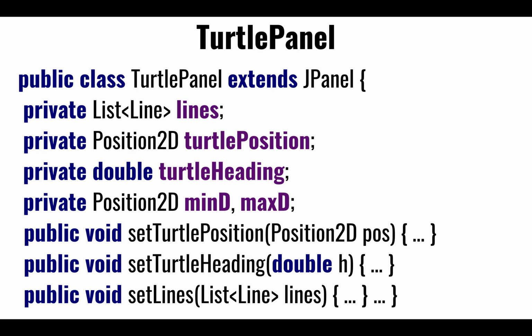It has some high-level methods that can be called from the controller. So the controller can say, hey, here's the new model. Here's the new turtle where it is, and here are the lines that you need to draw. The view is actually going to proxy this, so the controller is going to send it to the view, the view is going to send it to the panel, and the panel is going to render this. So there's a little bit of indirection in there. So let's look at the rendering.